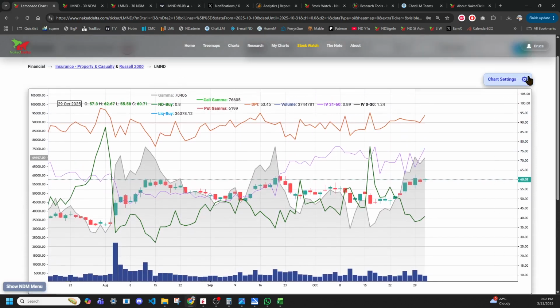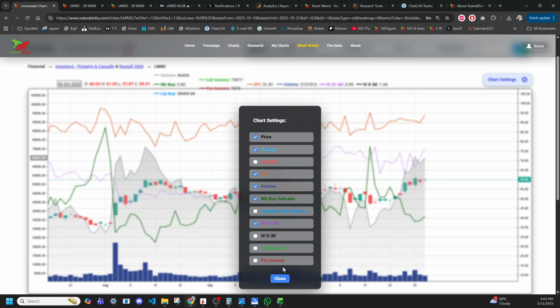I did start by saying that I was going to look at the TV chart. So let's just have a quick look at the TV chart. There's several things that I've got crossed off here on the TV chart, little instrument board. I don't have the call gamma or the put gamma in. I don't have the lower than 30-day IV. I have the 31 to 60-day IV, which I quite like as a medium level of IV. I don't have the liquidity buy indicator on, which is different to the ND buy indicator.